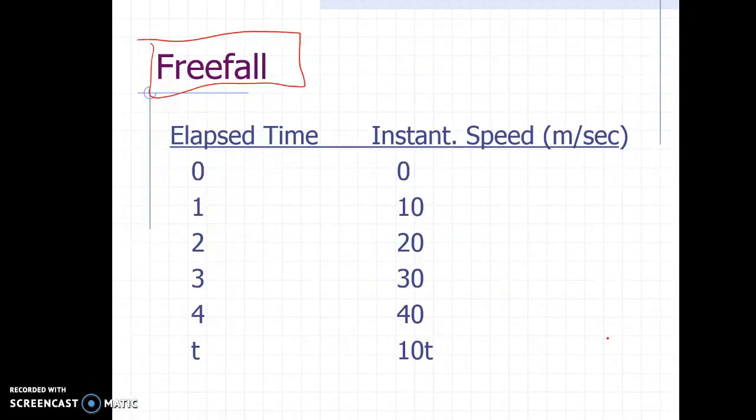All right, so again, velocity is 10 meters per second times the elapsed time t. So if I fell for 30 seconds, I would be going 300 meters per second. That's crazy.